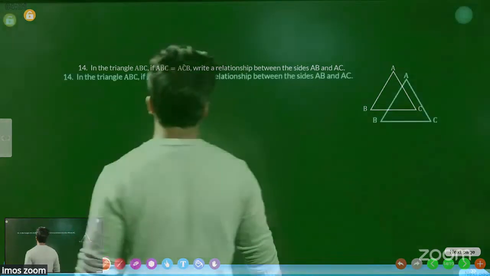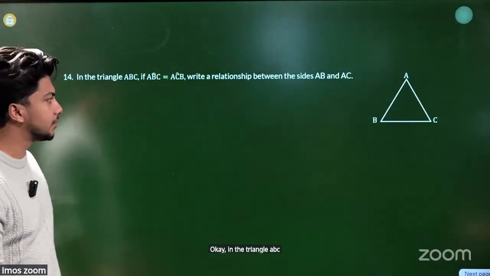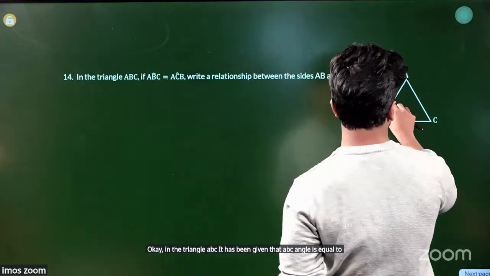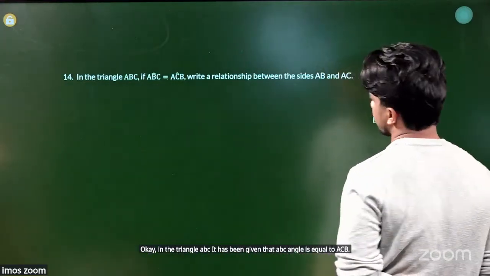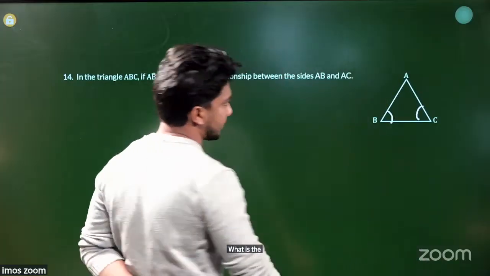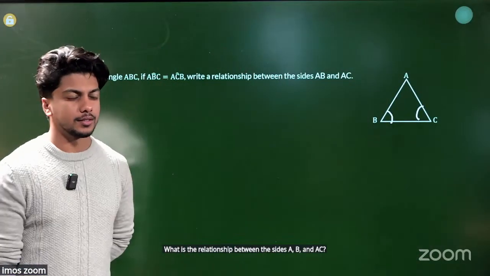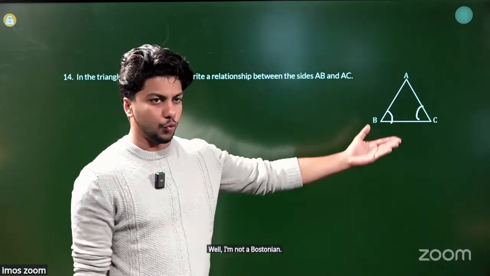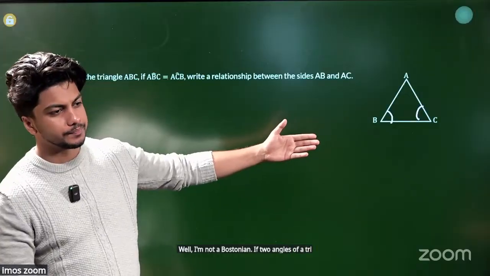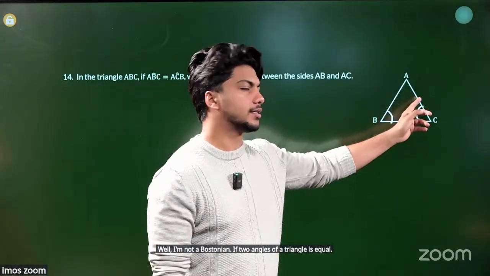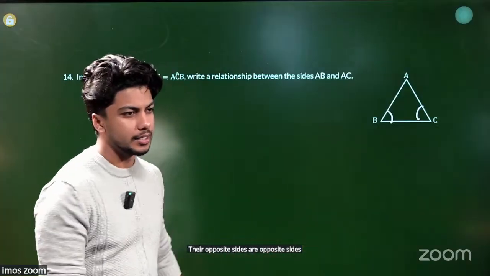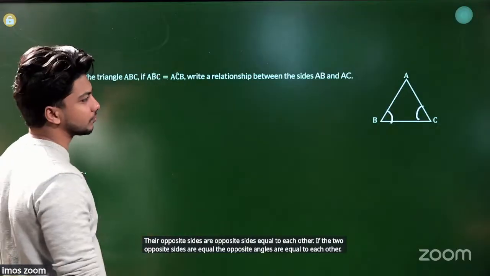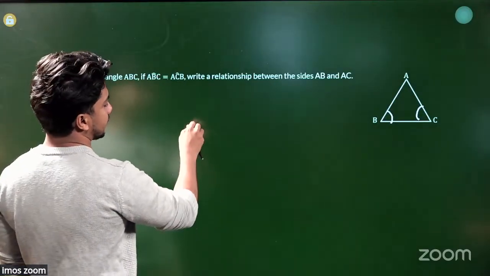Okay, in the triangle ABC, it has been given that angle ABC is equal to angle ACB. What is the relationship between the sides AB and AC? If two angles of a triangle are equal, their opposite sides are equal to each other. If two sides are equal, their opposite angles are equal to each other. I can say AB is equal to AC.